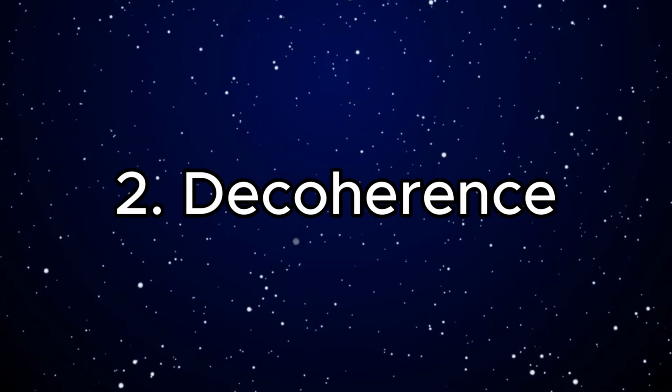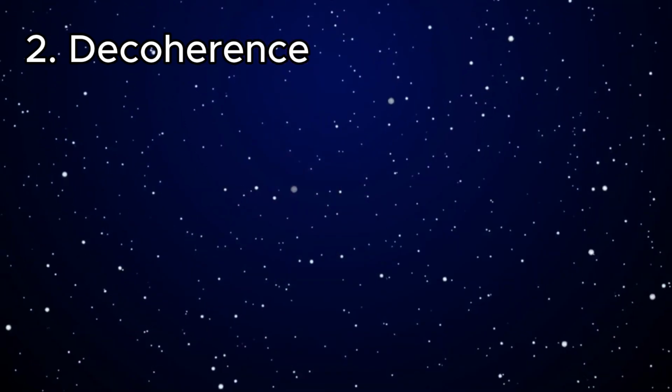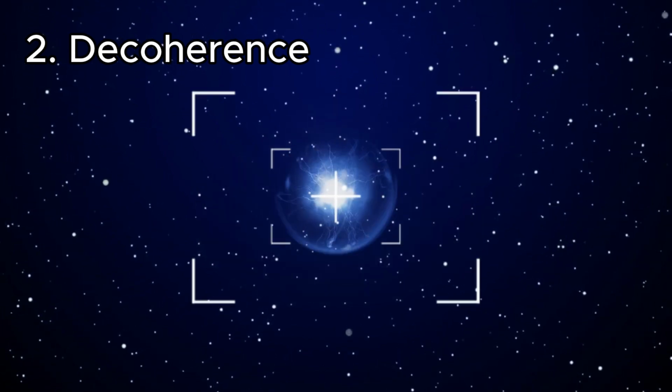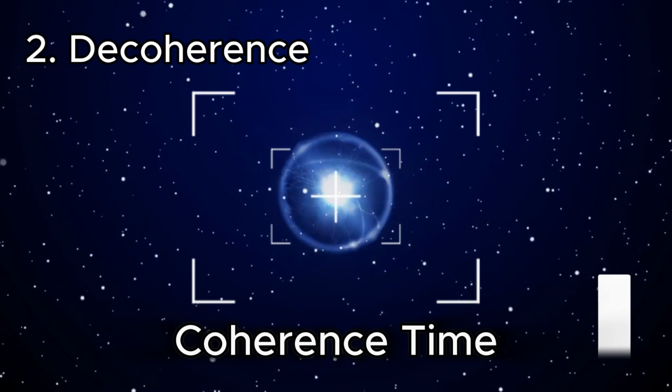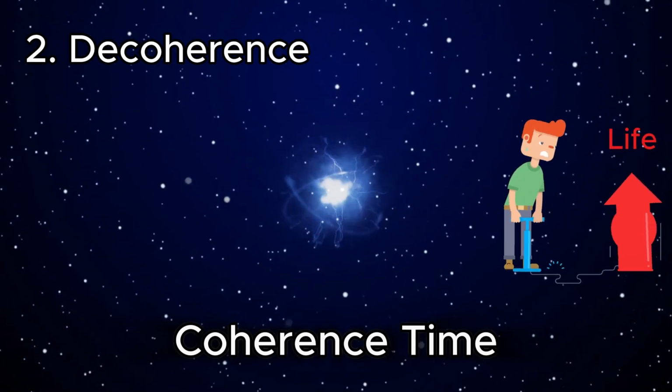Next comes decoherence. A quantum particle will not stay in a quantum state forever, just like a spinning top eventually comes to rest after being affected by external forces. The time a particle remains in a quantum state is called coherence time. The longer the coherence time, the better the quantum computing. Even we humans wish for longer lifespans, don't we?